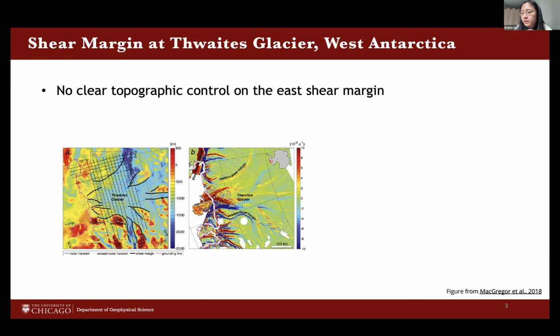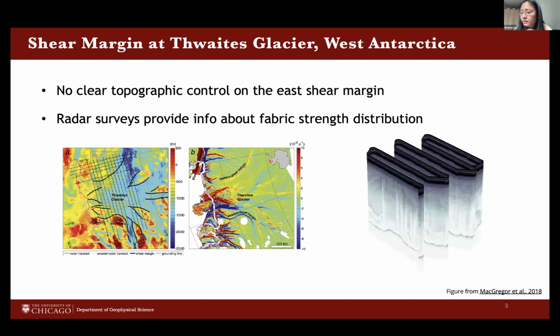So the next question is then, will this shear margin migrate, or has this shear margin migrated in the past, and how do we know about it? And this is where radioglaciology become really useful. Now, radar techniques can allow us to infer ice fabrics inside the glacier, and ice fabrics can preserve information about past deformation and flow history.